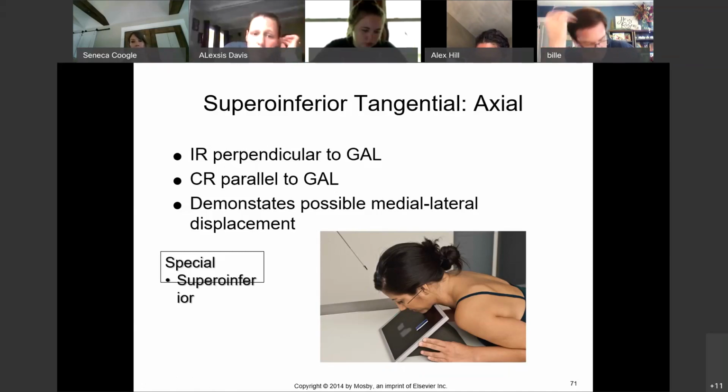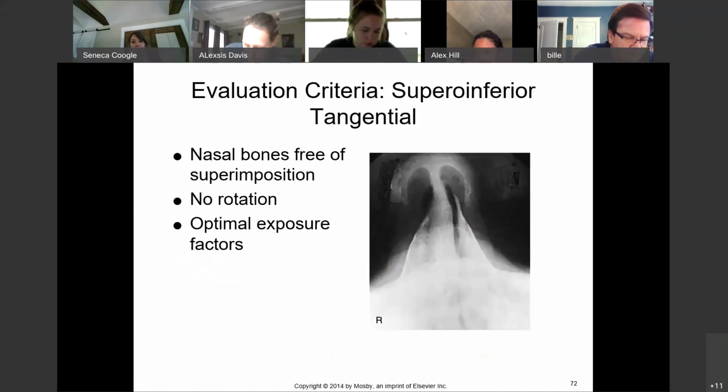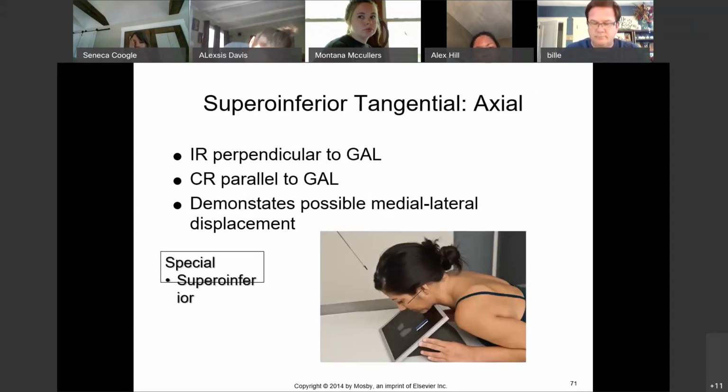But it will demonstrate possible medial lateral displacement, but a Waters will too. This is a special projection. This is not something you would normally do, but this is what it looks like. This isn't a perfect world. This is what it looks like. You can see the two nasal bones with no superimposition. You can also see the cartilage there. But again, I know I could figure it out, but this projection just looks weird.